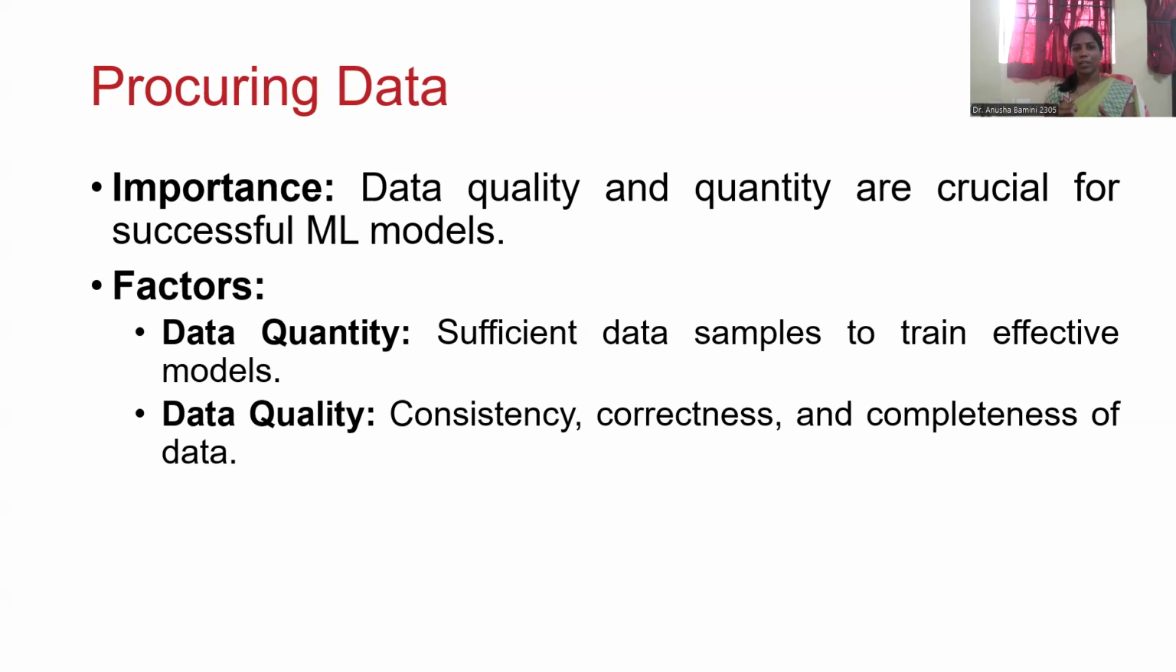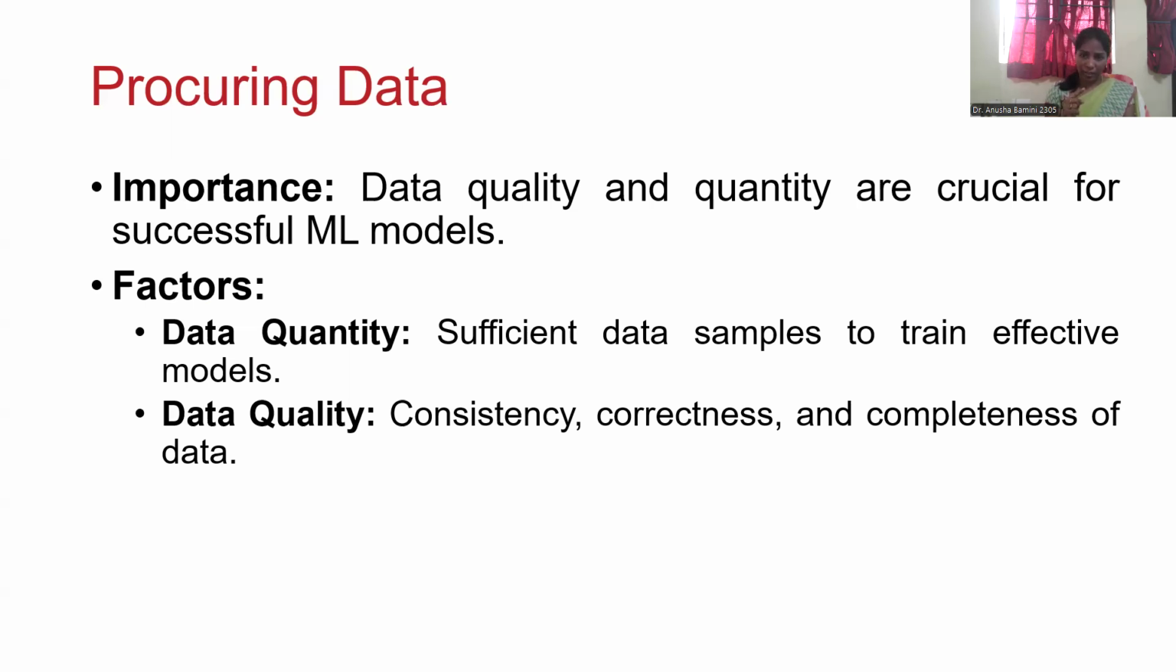So the two important factors in procuring data are data quantity and data quality. Data quantity means sufficient data samples to train an effective model. If we are training a model with 100 input images or 200 input images, the performance may not be up to the mark. So we need to train a model with a high quantity of data, and the quality of data should be very good and clear, which means in quality we are checking the consistency, correctness, and completeness of the data.